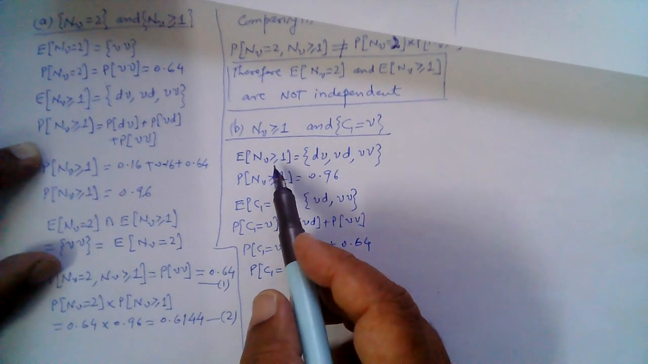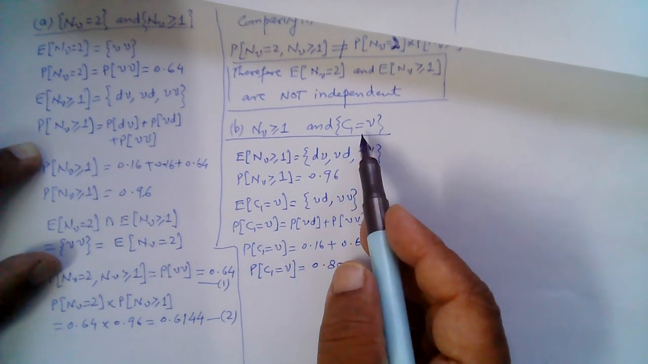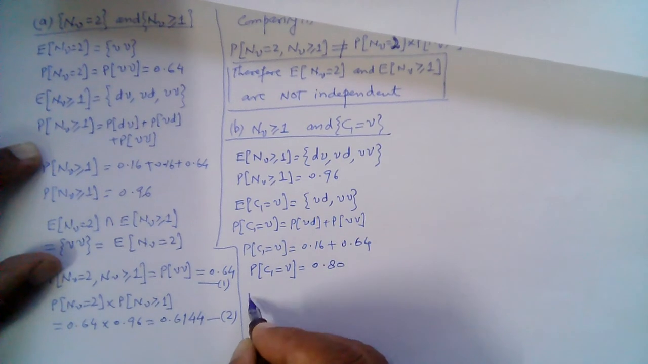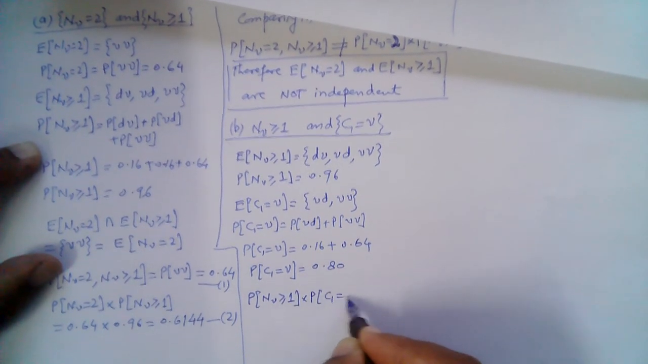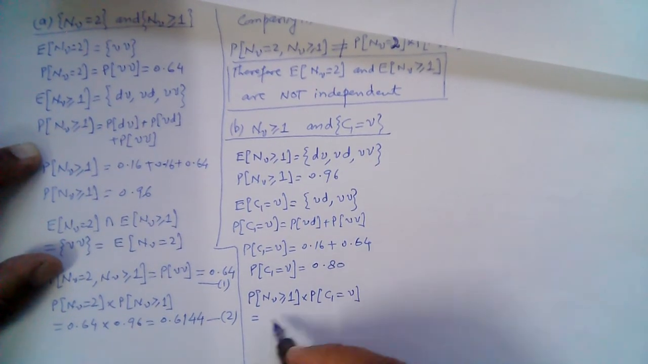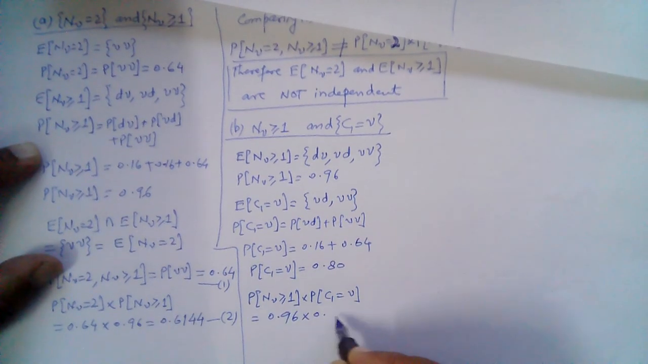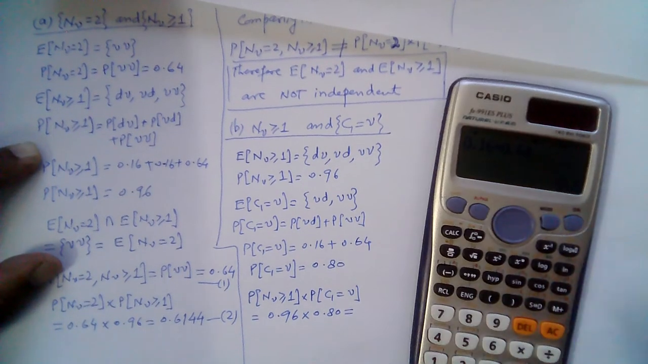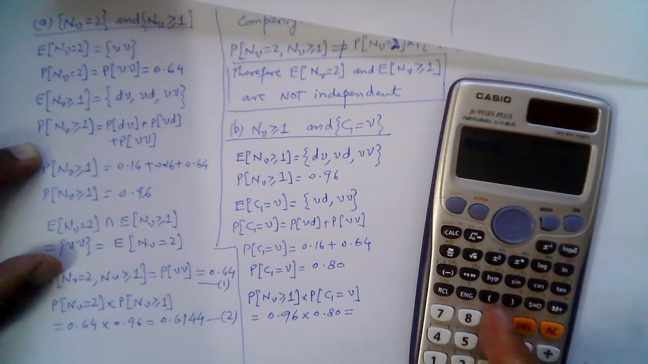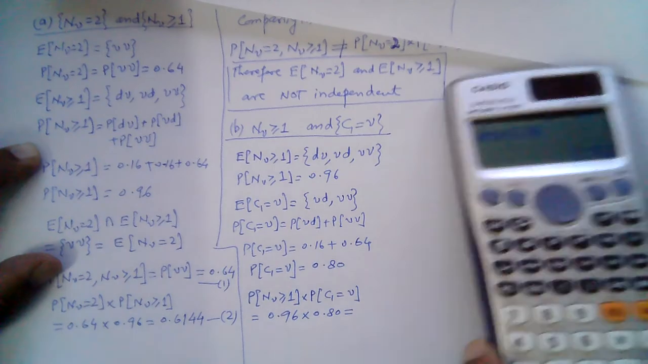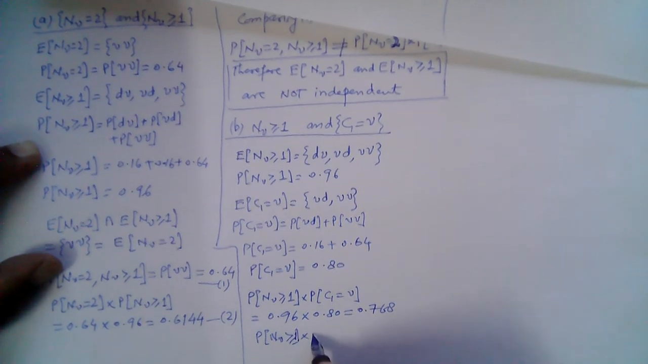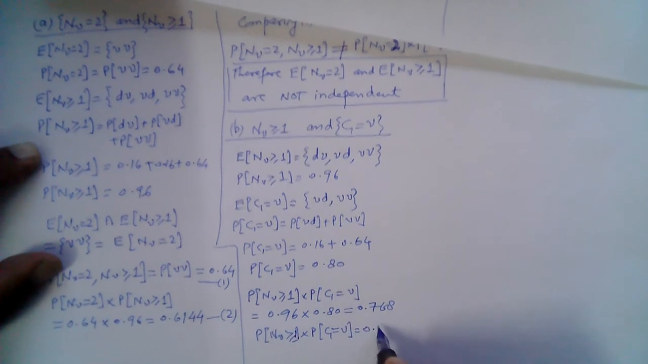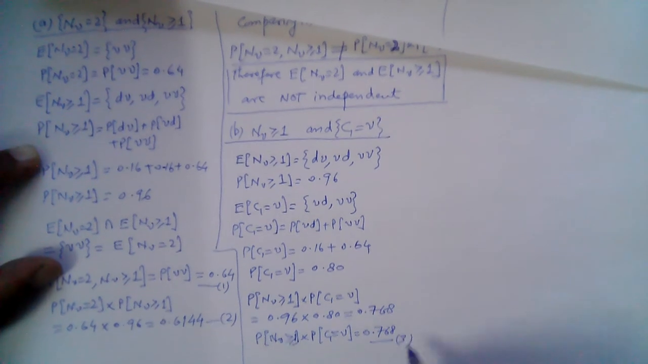So we have found out the probabilities of the individual events. We have found out the probability of NV greater than or equal to 1, and we have found out the probability of C1 is equal to V. So let's find out the product of the probabilities. Probability of NV greater than or equal to 1 multiplied by probability of C1 is equal to V is given by 0.96 multiplied by 0.80, and that is equal to 0.768. So let's call this our equation number 3, right?